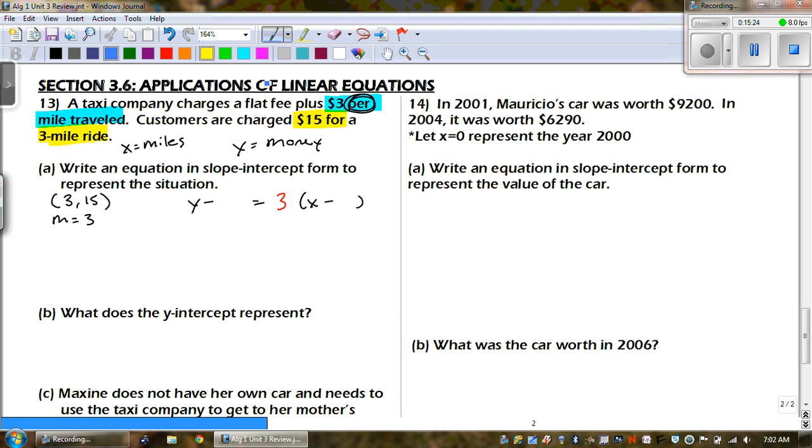So since they give me a slope and a point, let's start plugging in. There's my slope, 15 and 3. Go ahead and distribute. You get y minus 15 equals 3x minus 9. And then we have to add the 15 to both sides. And we get y equals 3x plus 6.